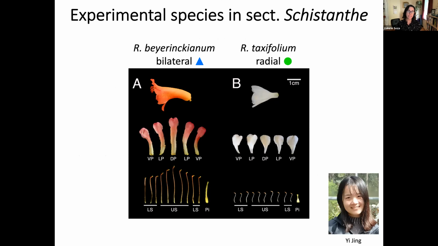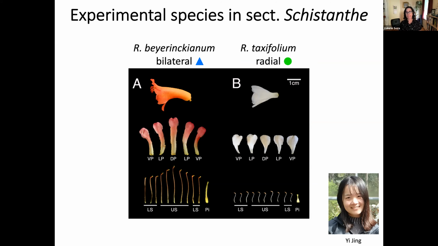So we wanted to look at expression patterns between two closely related species that had different flower symmetries. And we chose two species in the tropical group, section Schistanthe. This project was initiated with a Chinese graduate student intern in our lab from South China Normal University. And we selected these two species, Bayerinkianum and Taxifolium.